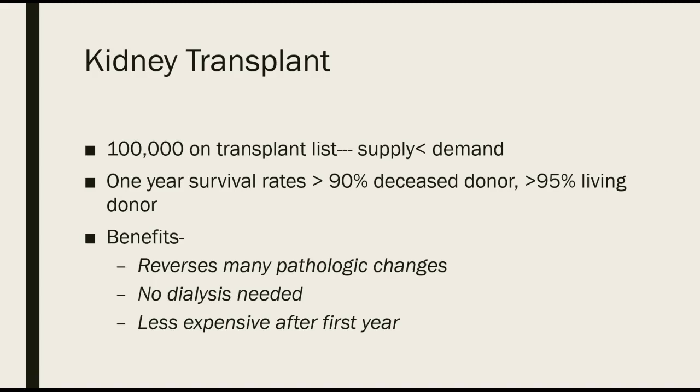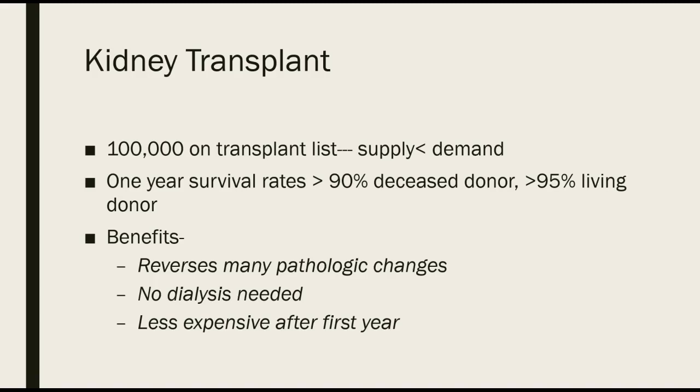One-year survival rates, if a person does get a kidney transplant, are really high, about 90% if they have a deceased donor, and greater than 95% with a living donor. So obviously we are looking for people who are living to donate their kidney, and the wait times for kidneys take between about 3.5 and 5 years.